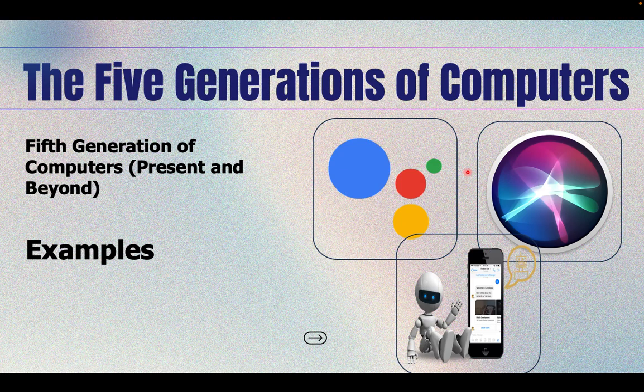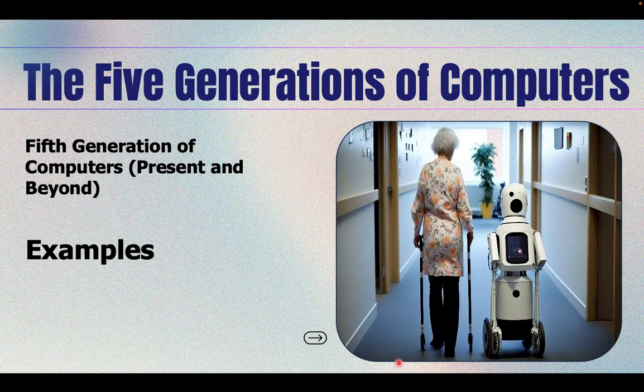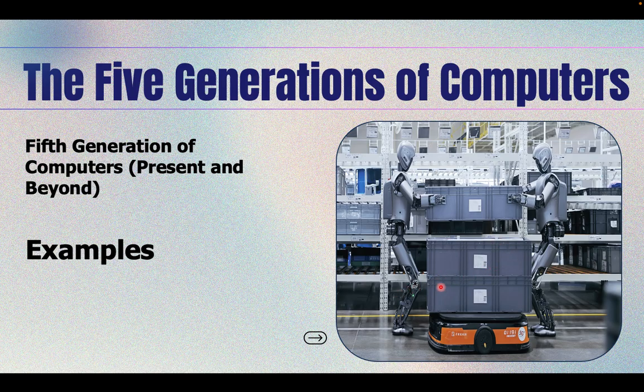So this is Siri, this is Google Assistant, and these are some of the basic chatbots that we use. This is a hospital, and then this robot is actually monitoring the old lady at any point of eventuality. It's able to inform the systems around to be able to guard against anything untoward. Okay, so this is a warehouse.